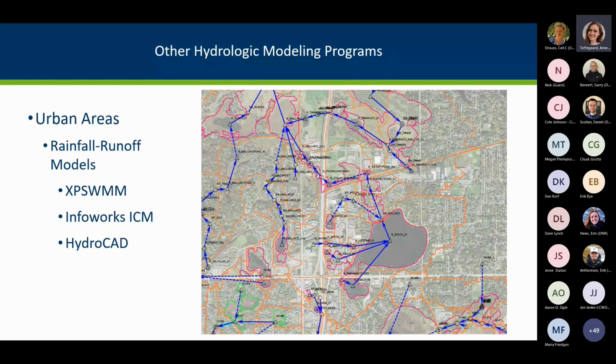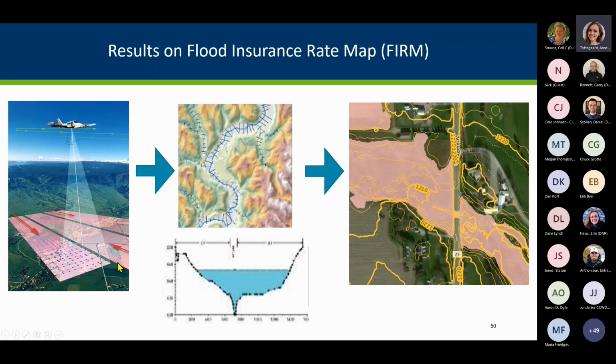Other hydraulic modeling programs that you might see include XP Swim, InfoWorks ICM, which is kind of a newer program that's coming out lately, and then HydroCAD. These models are typically done in more urban areas because HEC-RAS doesn't generally model storm sewer well, and so that's the gap that these models fill. Next, Ceil's going to talk about how all of this stuff ties into the flood maps.